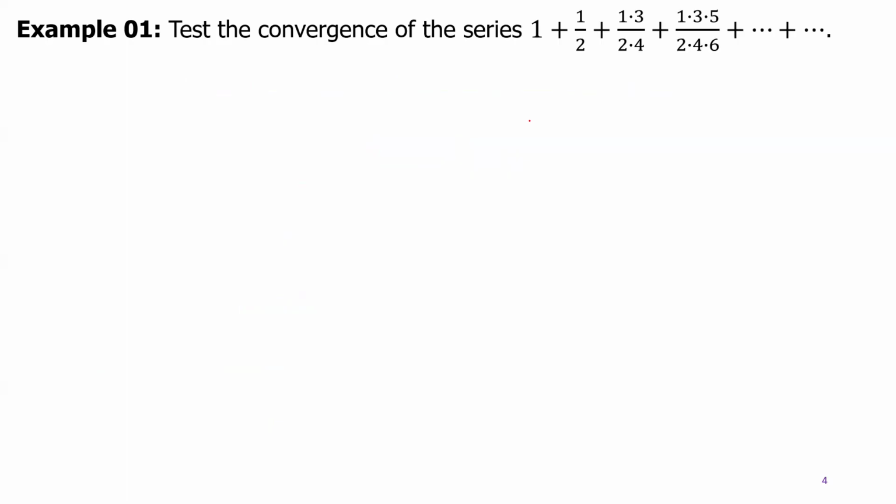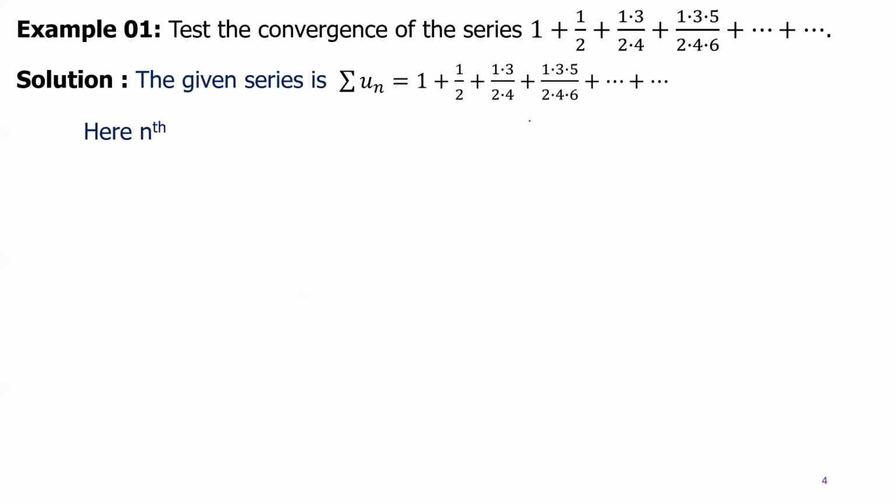Let us explain this test by taking one very good example. Let us test the convergence of the series 1 plus 1 upon 2 plus 1 into 3 upon 2 into 4 plus 1 into 3 into 5 upon 2 into 4 into 6 and so on. The given series is sum of un equal to 1 plus 1 by 2 plus 1 into 3 upon 2 into 4 plus 1 into 3 into 5 upon 2 into 4 into 6 and so on.